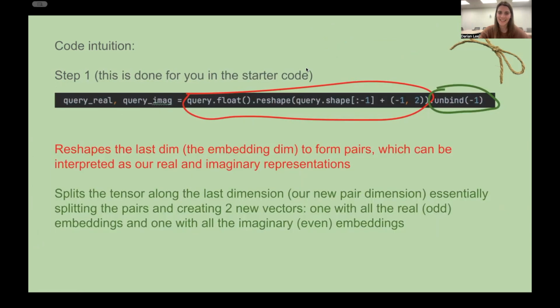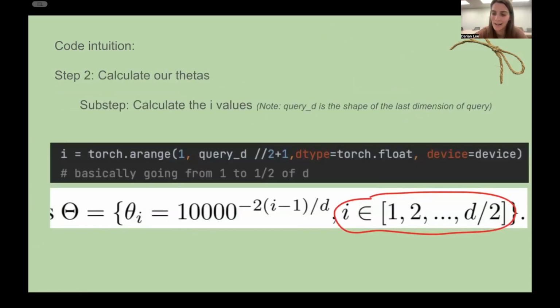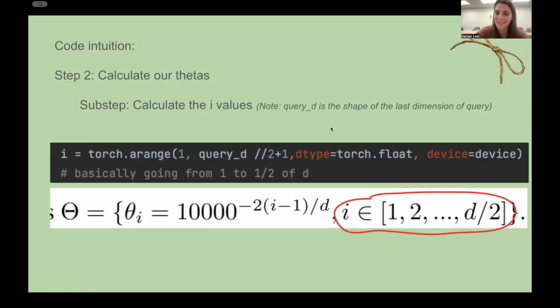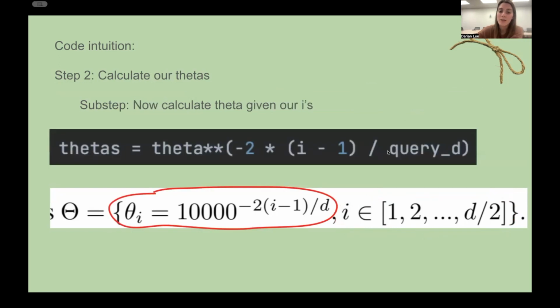So now we're going to calculate our thetas. I did this by first calculating i, which I just did as torch.arange from 1 to the dimensions of our query, which is just going to be the third component of the shape of the query, divided by 2 plus 1, which is just going off this i here, and it's just going to be of type torch float. Then we can use the i's to make the thetas. Again, this should be pretty self-explanatory. I'm just copying the direct formula there.